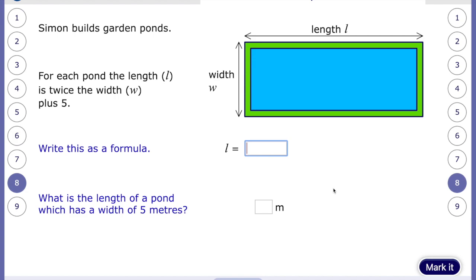Now here's a question you might get in an exam. Simon builds garden ponds. For each pond, the length is twice the width, add 5. So if we write this as a formula, the length equals 2w add 5. Twice the width plus 5. The length equals 2w plus 5. So what is the length of a pond which has a width of 5 metres? Have a think about it.